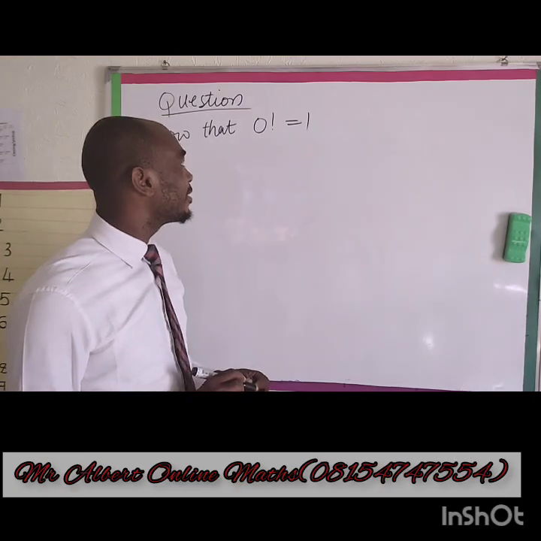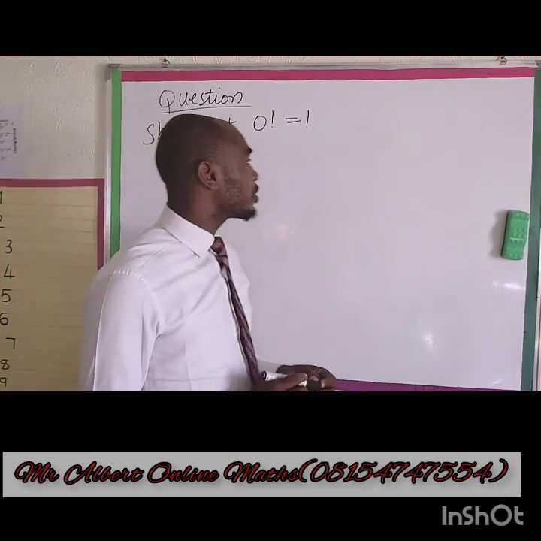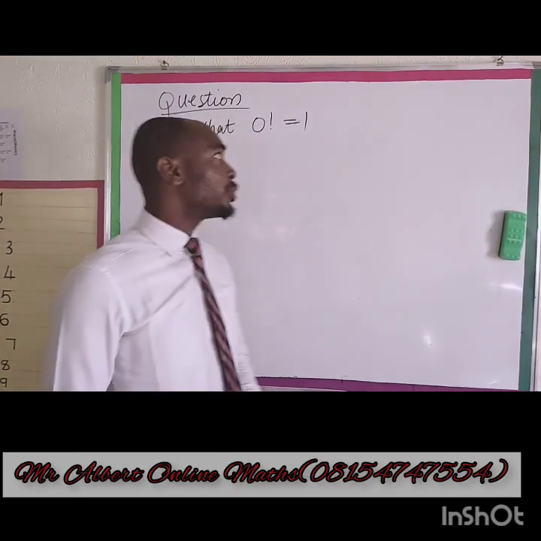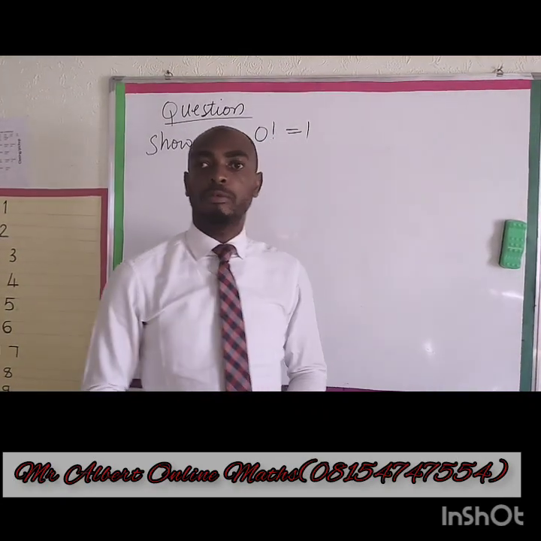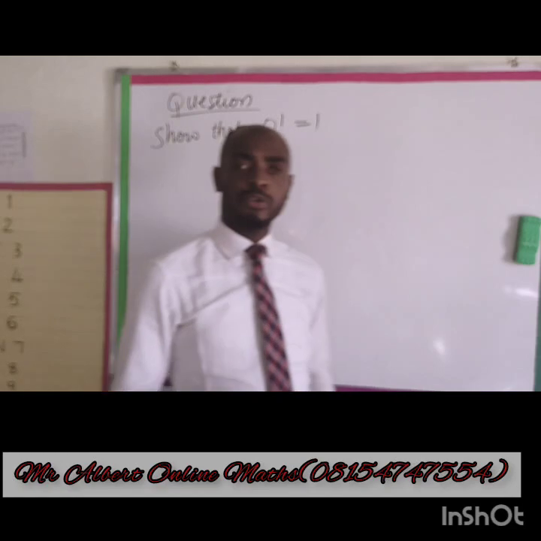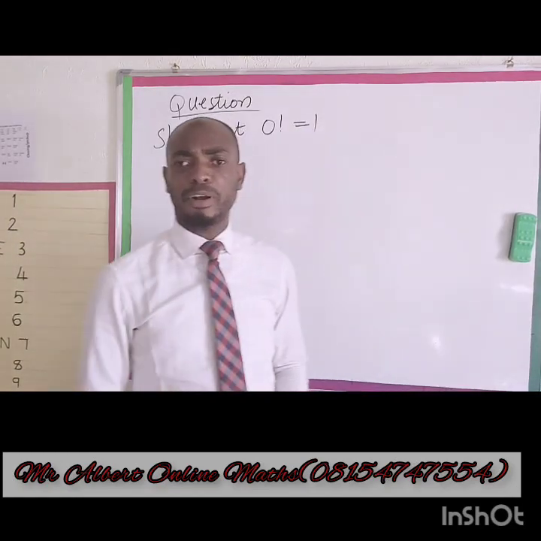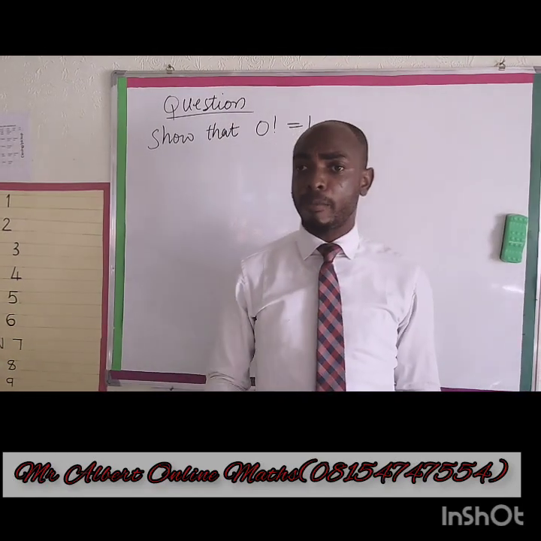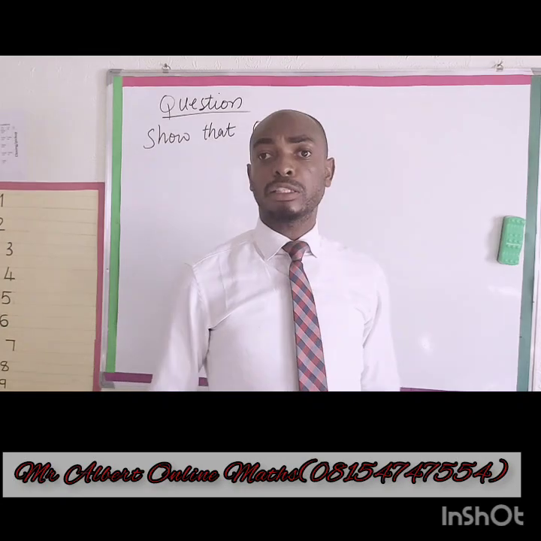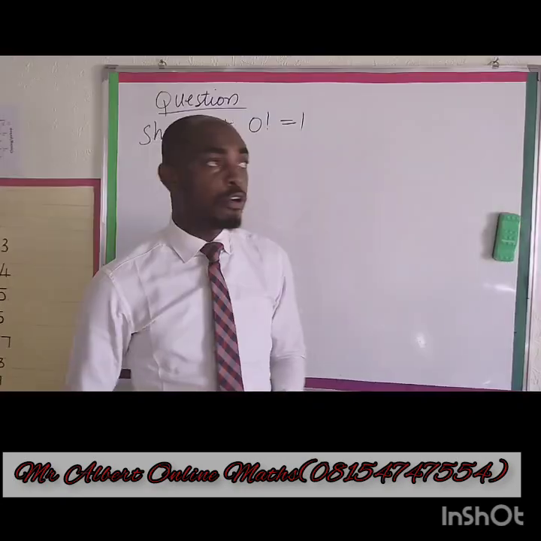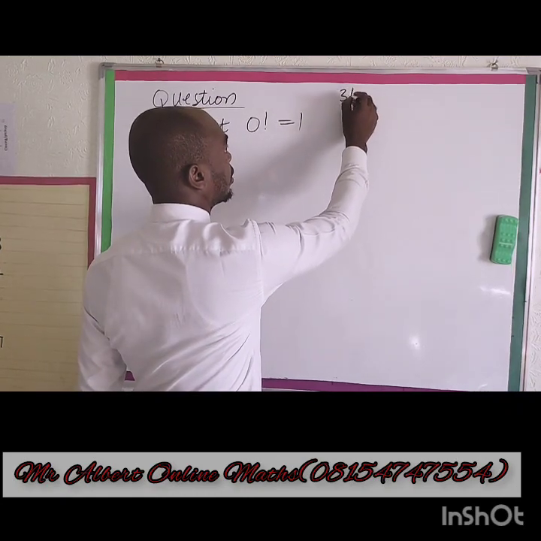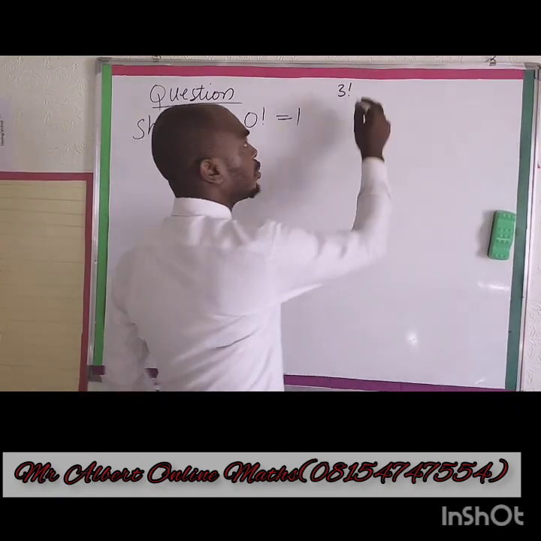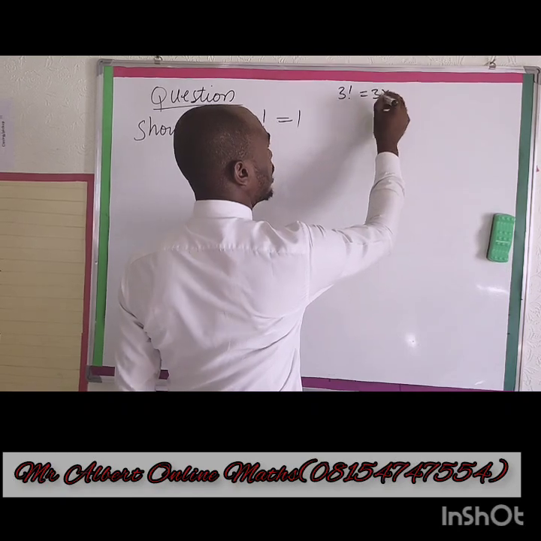Rabbit online class. Today we have a question on the board that will demand us to show that 0 factorial is 1. Remember what factorial is. For you to find the factorial of a particular number, you keep on multiplying by the next number reduced by 1. For instance, if we have 3 factorial, 3 factorial means you multiply 3 times the next number.